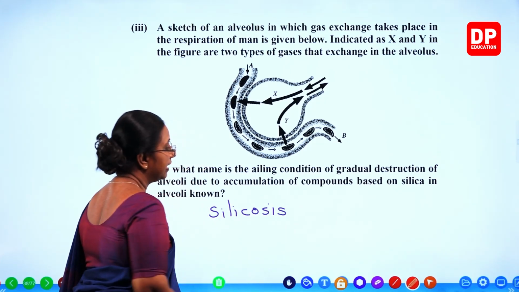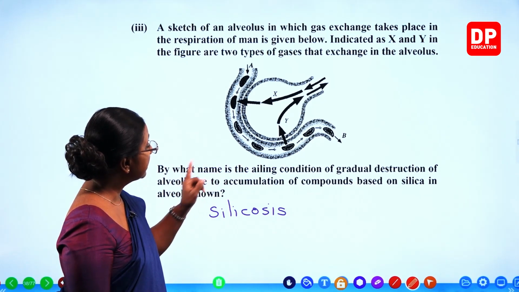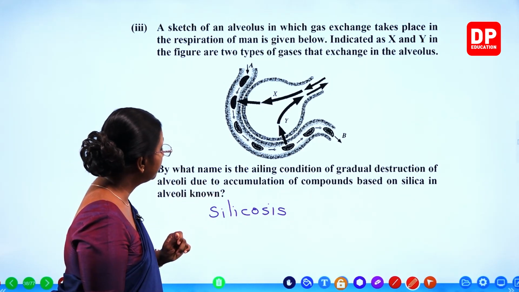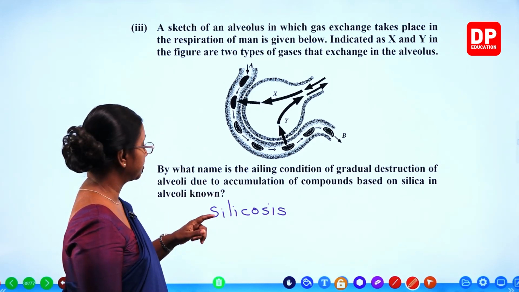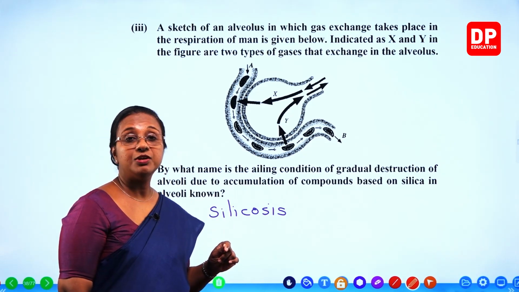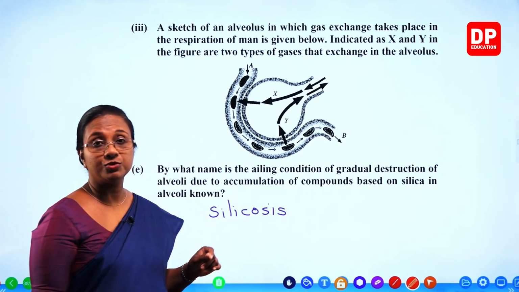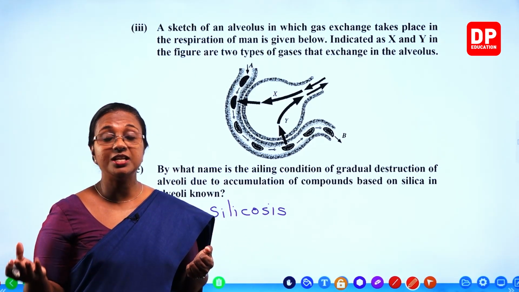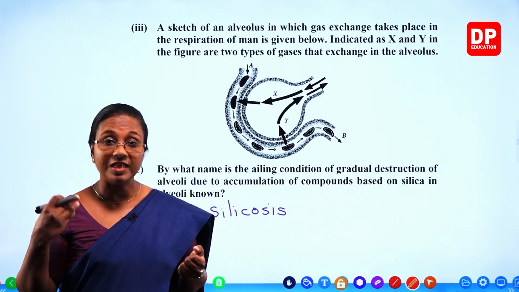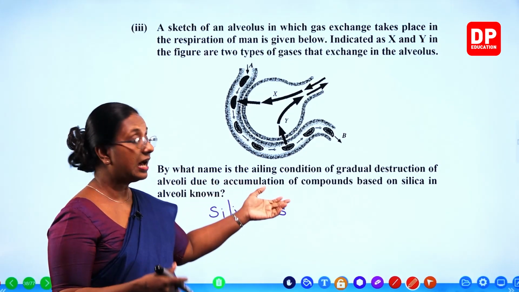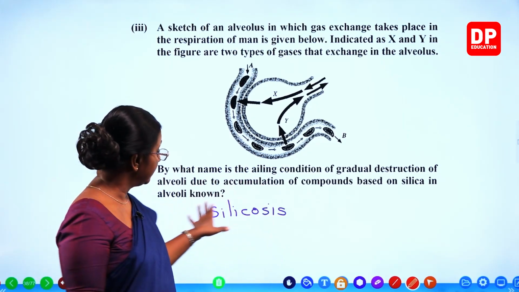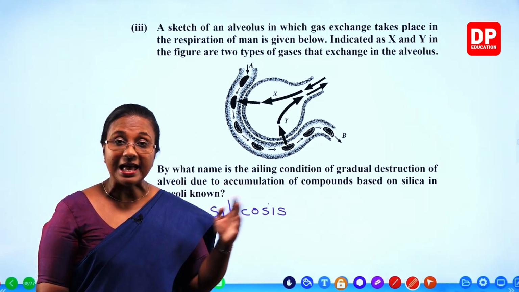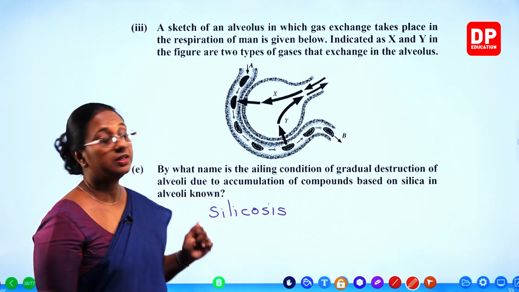So that is what they have asked. By what name is the ailing condition of gradual destruction of alveoli due to accumulation of compounds based on silica in alveoli known as? That is silicosis. Similar to this, there is asbestosis also. Asbestos sheet, the small particles, if they enter the alveolar sacs, the lungs, they cause asbestosis. This is silicosis. So you can remember that. So with that, I'll move on to the next part of the question.